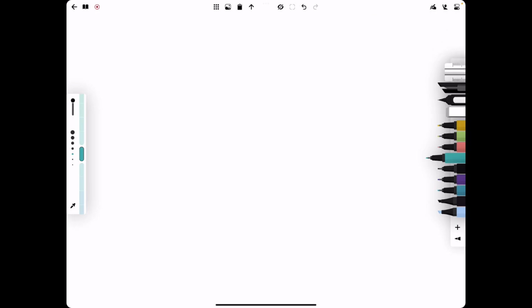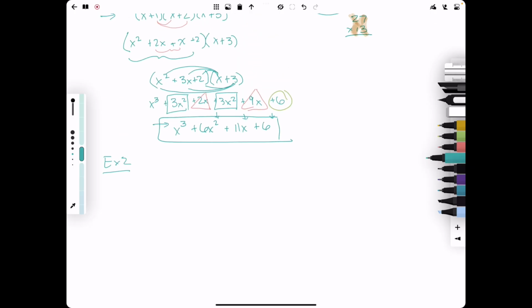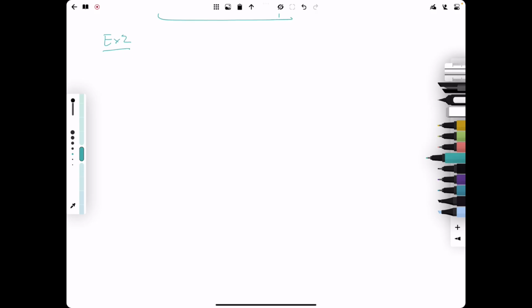So, example 2, personally again, I think this is the easier way. When we get into the next one, it's a little bit more challenging. It says write in factored form.